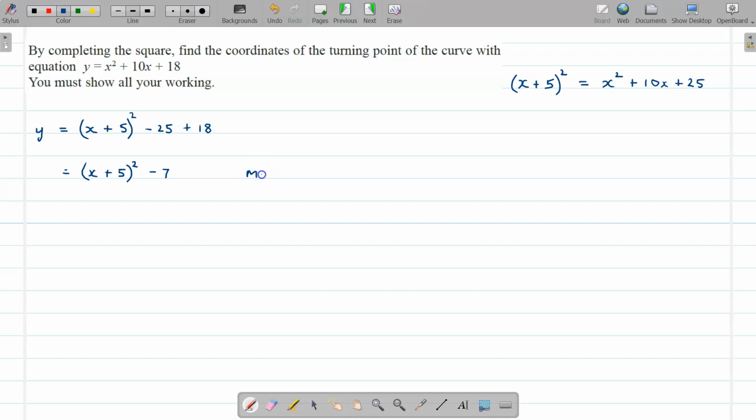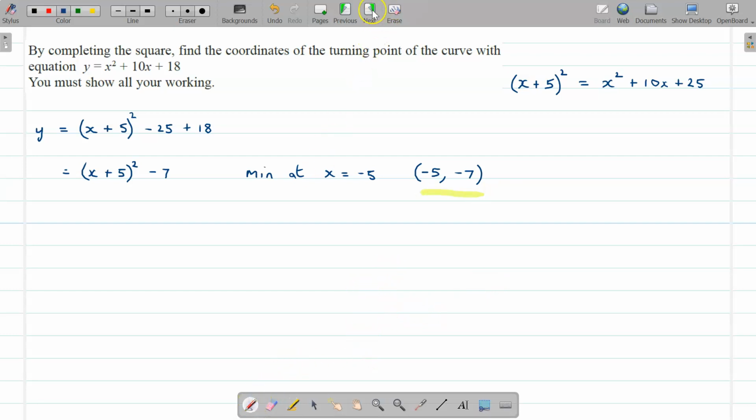So minimum at x equals minus 5. Okay, so the minimum point is at the point minus 5, or negative 5, comma, negative 7. And that's how you use completing the square to find the coordinates of the minimum point of a quadratic.